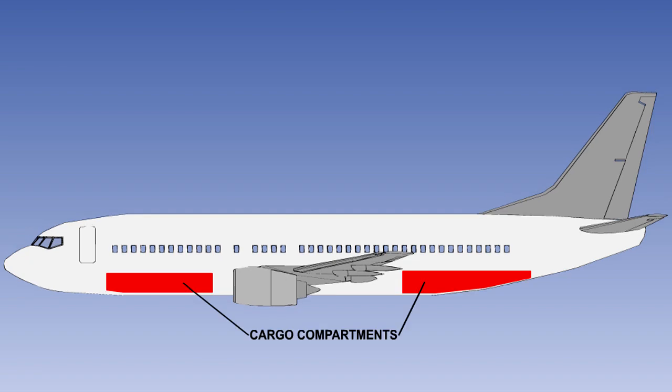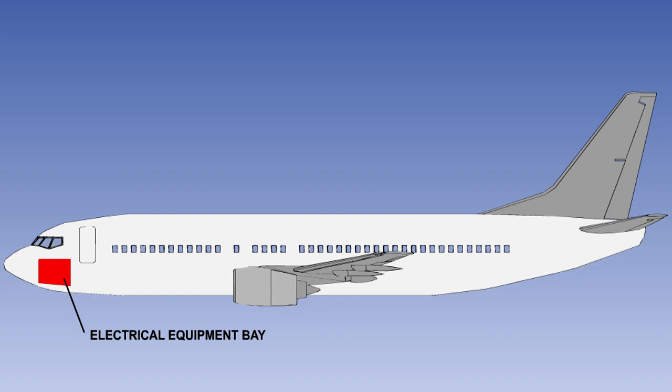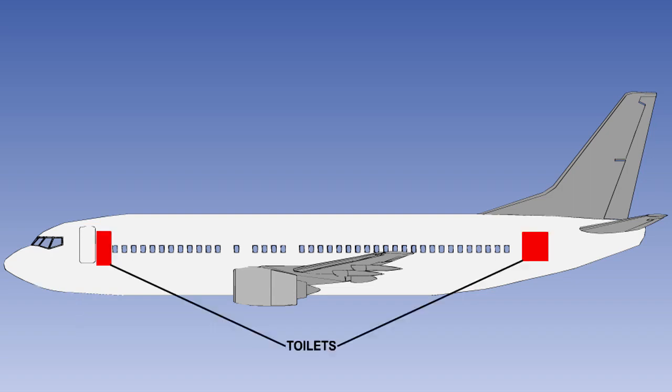The areas on aeroplanes usually fitted with smoke detection systems are the cargo and baggage compartments, electrical equipment bays, and toilets.